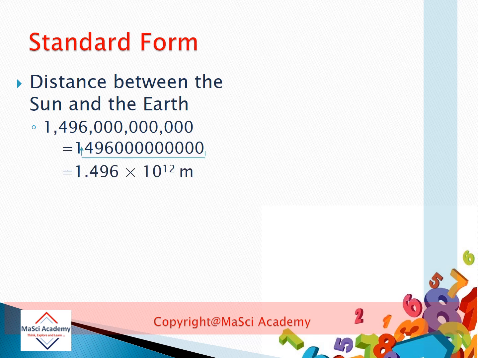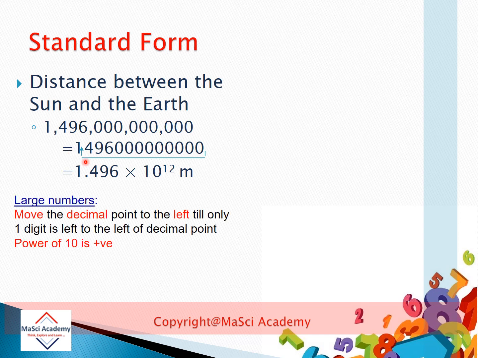The distance between sun and earth is given here. Now in this case we need to move the decimal point back till we have only one digit left on the left side of the number. So the exponent form is equal to 1.496 into 10 to the power 12. Here we have taken 12 jumps to reach this point between 1 and 4. So that's why the power of 10 is 12.